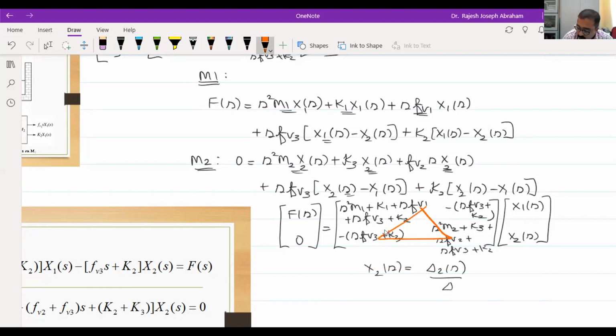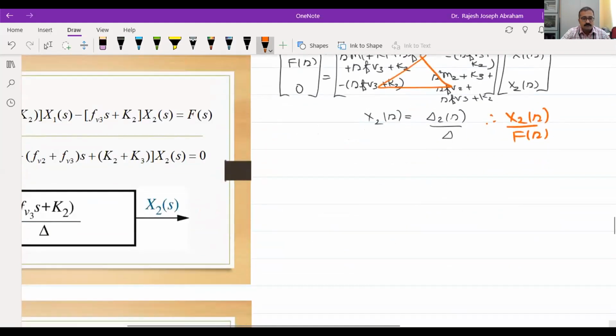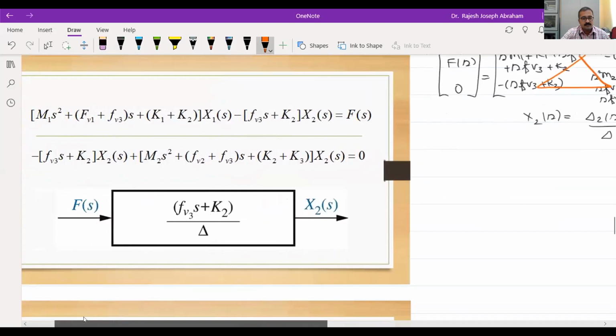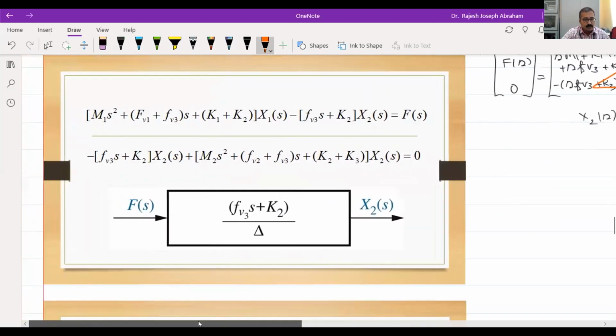So how will you find the transfer function? X2 of s divided by F of s. Simply you have to take the ratio. Okay, so that will give you the transfer function. Am I clear? Any doubt? Let's go to the next problem.